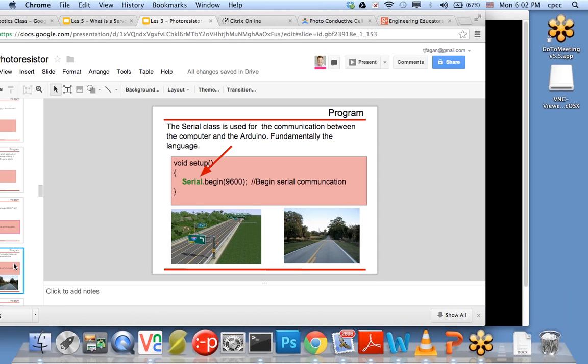Now, there's also I squared C. There's also parallel. But today, and for the most part, the Arduino only goes through serial communication. So, anybody have any questions?